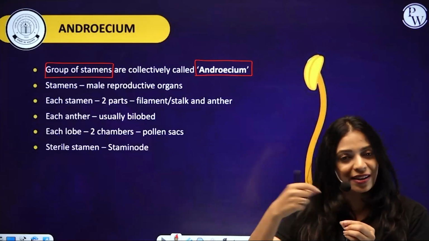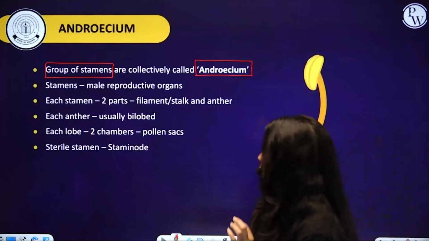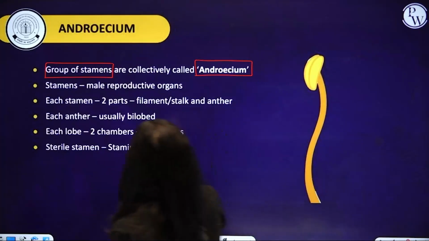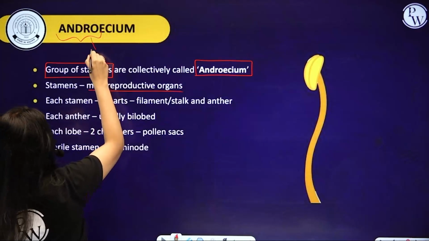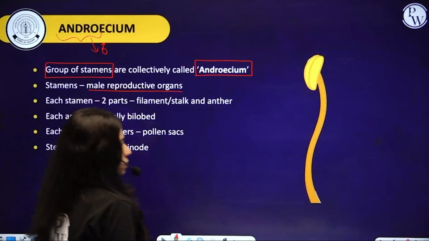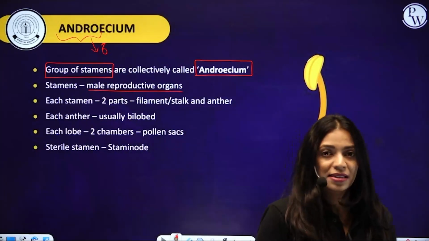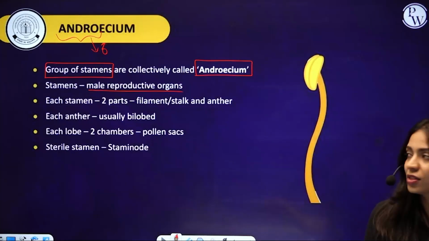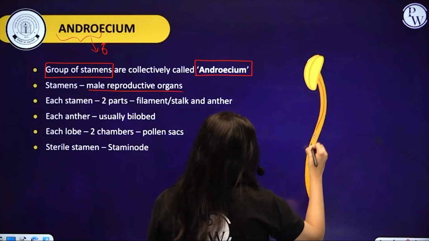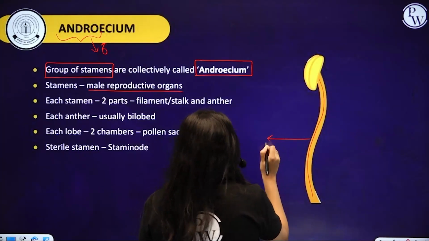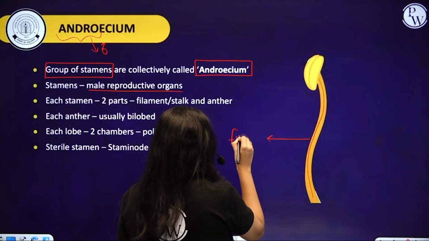Individual units of androecium is what we call stamens. So stamens, as you already know, are the male reproductive organs. Andro itself means male, right? So androecium is the male reproductive organ. Its units are called stamens. Each stamen will have two parts. This long, slender structure is called the filament.